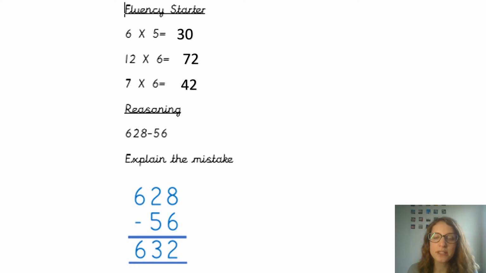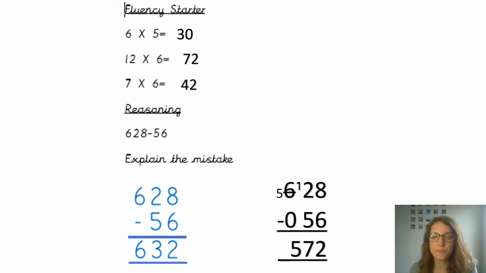Okay, so we start with our ones column, so 8 take away 6, which is correct. 2 take away 5, I've put as 3, but we know we can't do that. If I've got 2 sweets, I can't take 5 away, so we need to exchange from the column before. Okay, so here's the completed one. So you should have got 572. Well done if you got all of those.